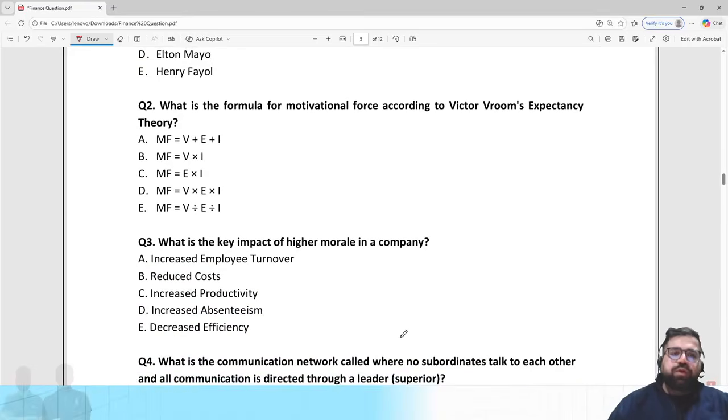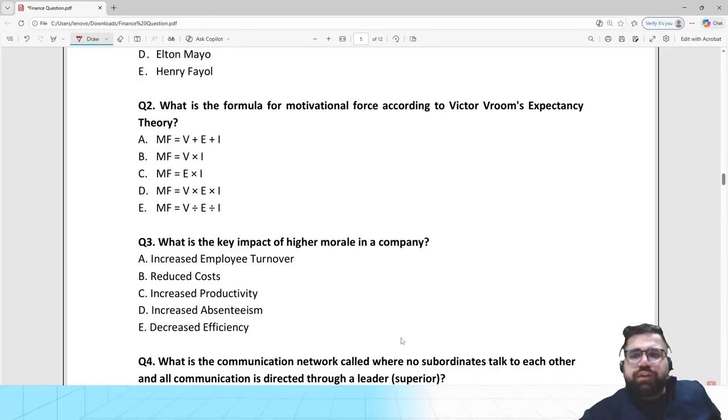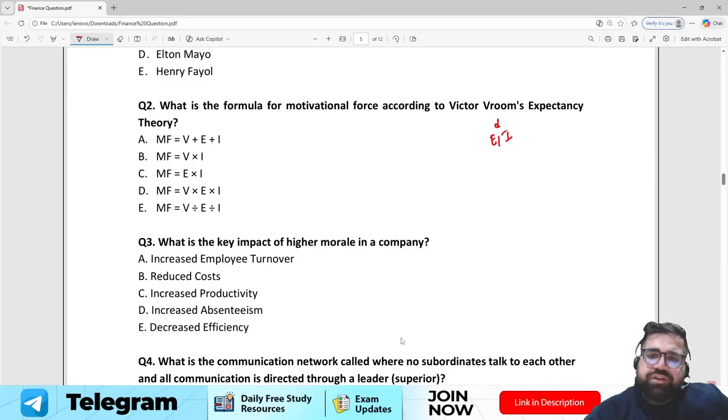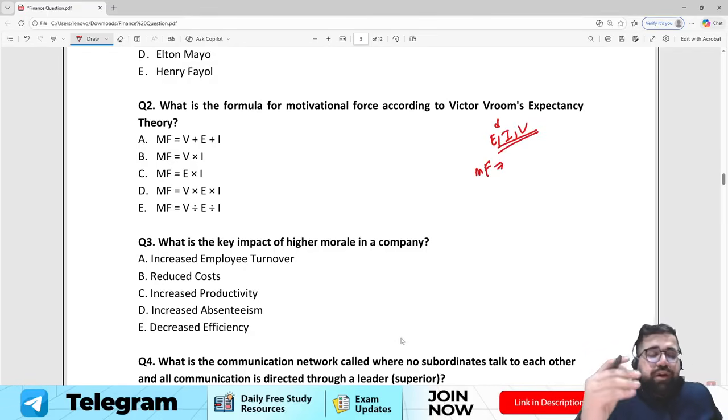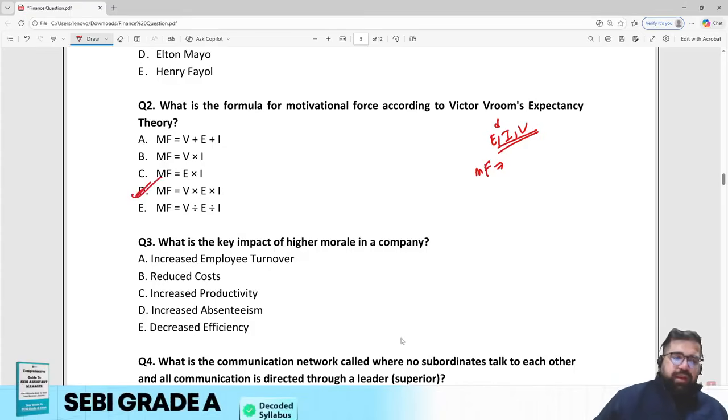Next question. What is the formula of motivational force according to Victor Vroom's expectancy theory? Now Victor Vroom has given you 3 elements, right? Expectancy, instrumentality and valence. So motivational force is what? The product of it. Product of expectancy, instrumentality and valence. Therefore, the correct answer will be option number D, right?